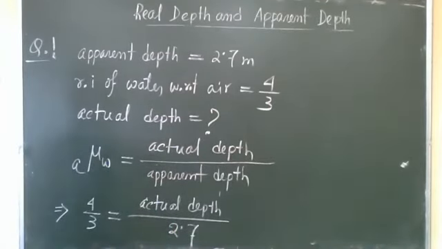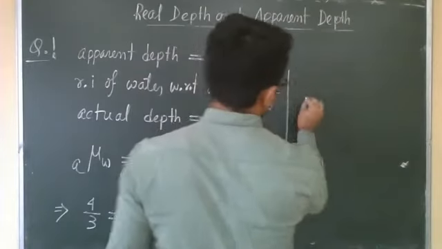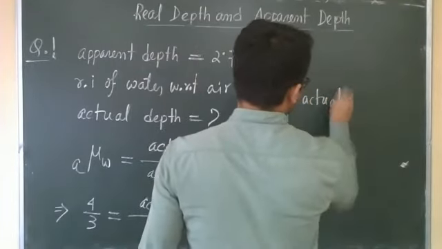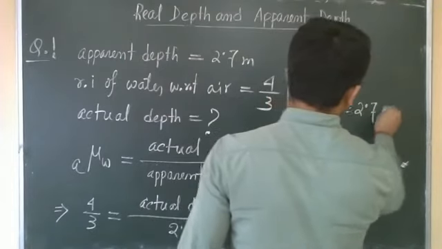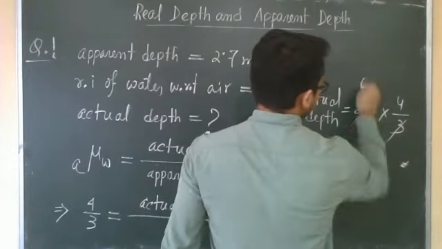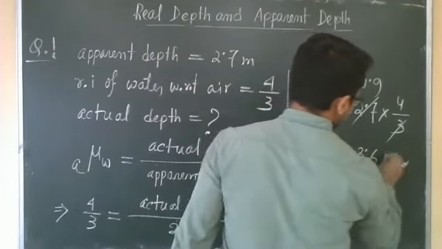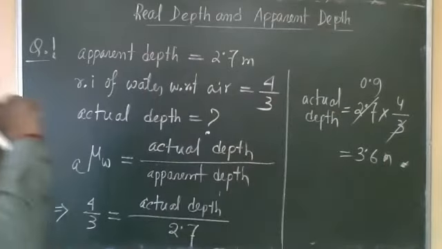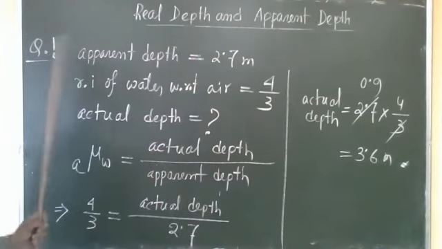Now the actual depth will be just cross multiplication. 2.7 will come here. So actual depth equals 2.7 into 4 by 3. Now 3 nines are 27, 0.9; 4 nines are 36, 3.6. So the actual depth will be 3.6. Clear? So this is numerical question number 1.